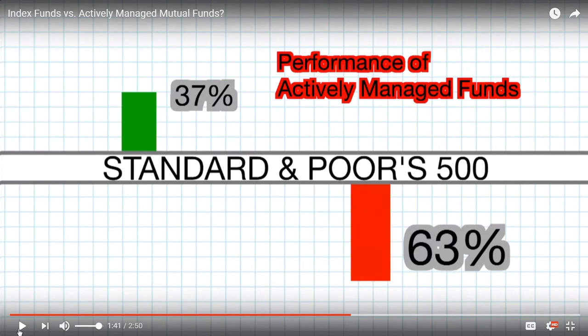So even though he identified 100 plus actively managed mutual funds that can beat the market, unfortunately, many of the mutual funds you pick that attempt to do it don't get there.